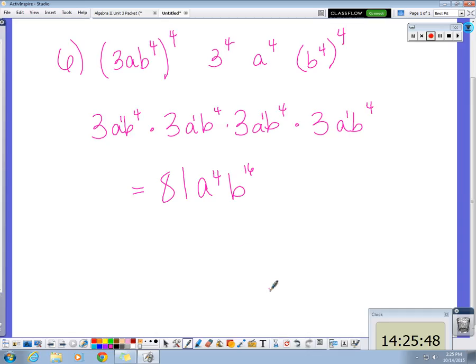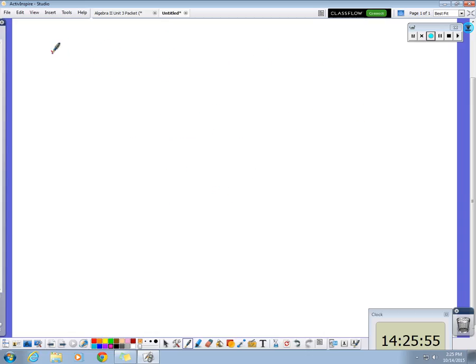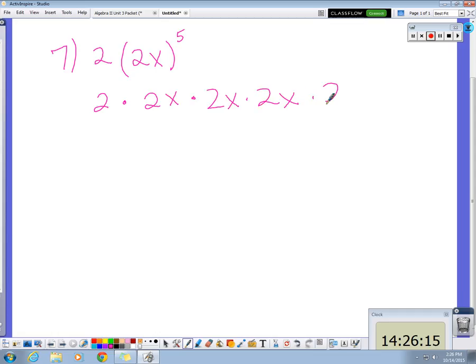Okay, can I erase? Alright, number 7. 2 parentheses 2x raised to the 5th power. Okay, for this one, what is being raised to the 5th power? Just the 2x. So literally this means 2 times 2x times 2x times 2x times 2x times 2x. That's literally what that means, because this 2 is not raised to the 5th power, is it? Just all of the 2x's.